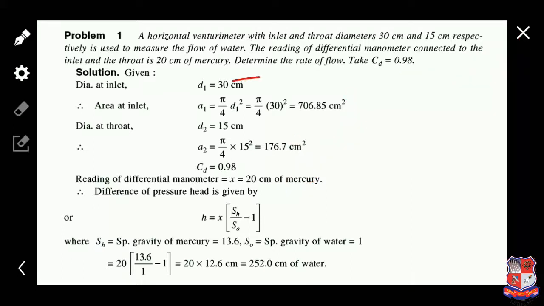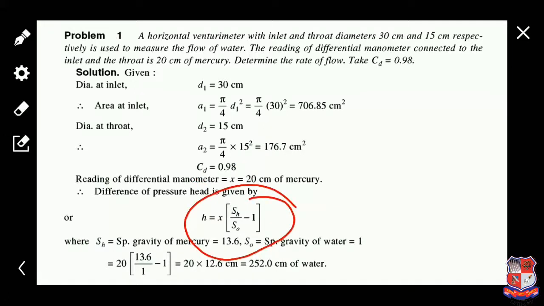Now determine the rate of flow. Take the coefficient of discharge for the Venturimeter as 0.98. So we write the data which are given. D1 means the diameter at section 1, 30 centimeter. The area we can find from the diameter at section 1. D2 is the diameter at section 2, and A2 means the area at section 2, which we find from D2. Now Cd is given.